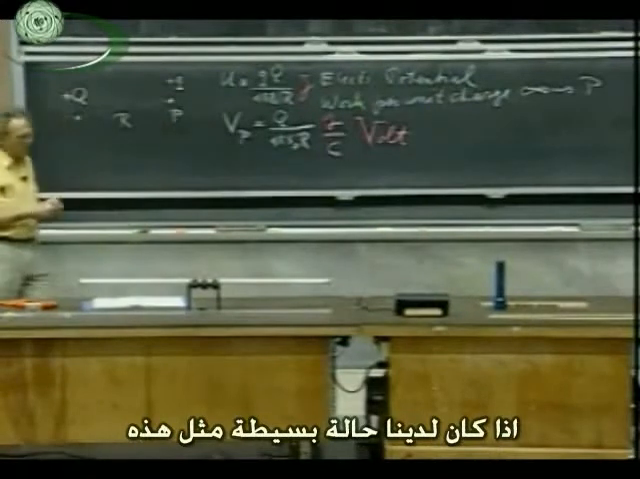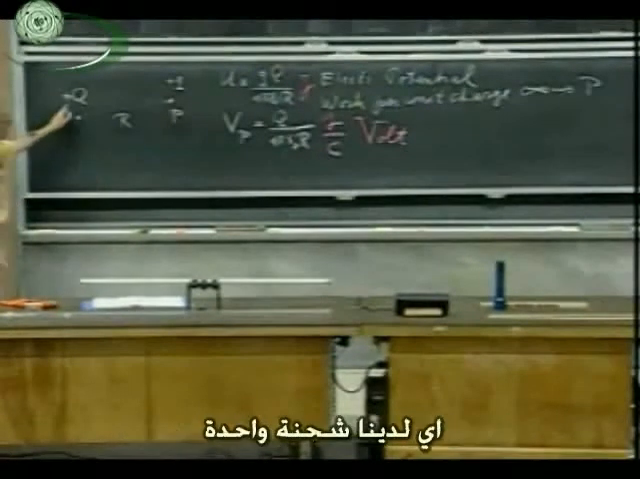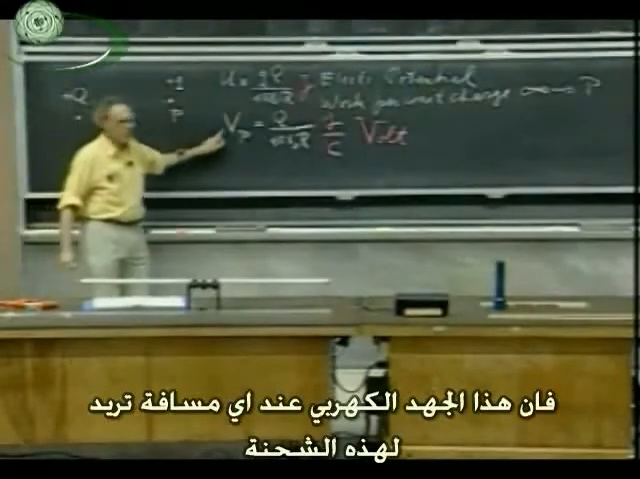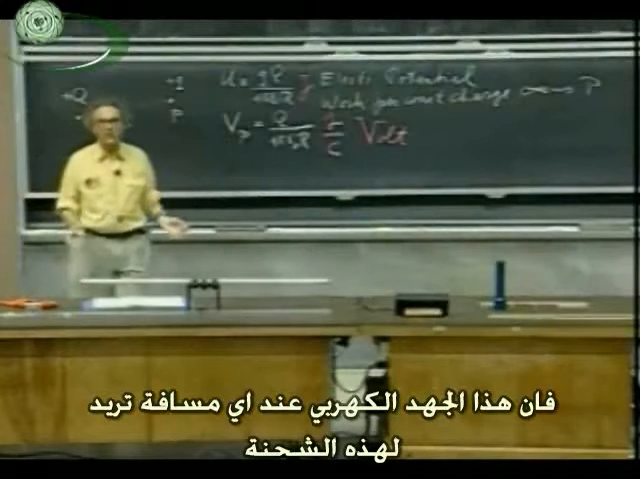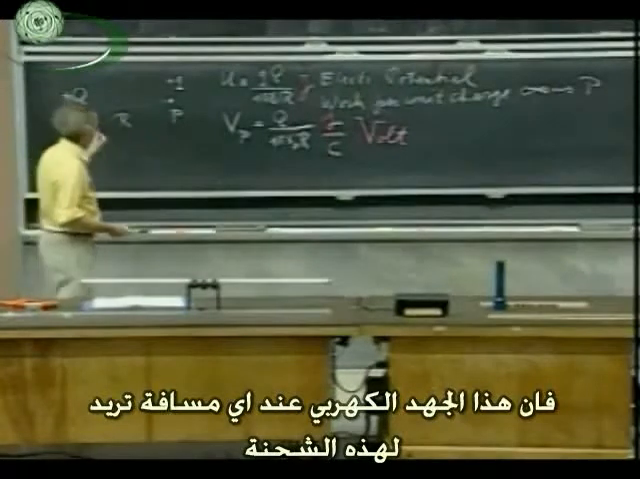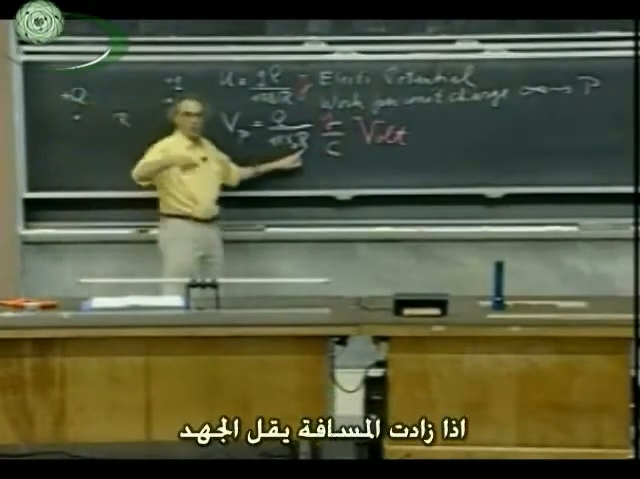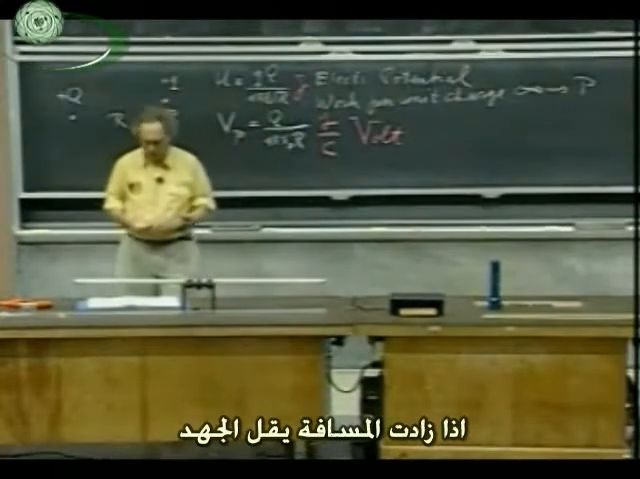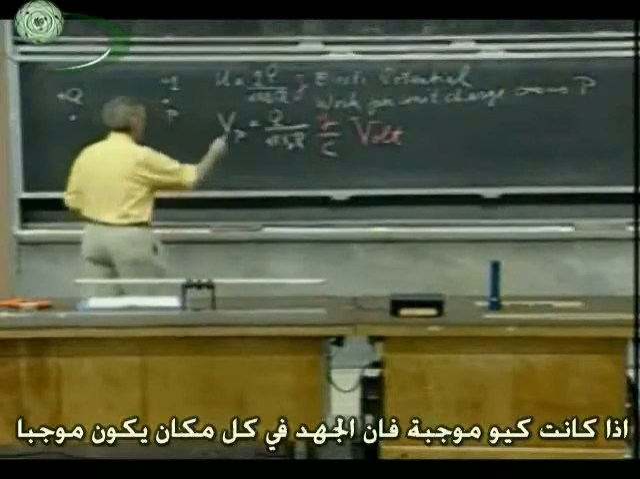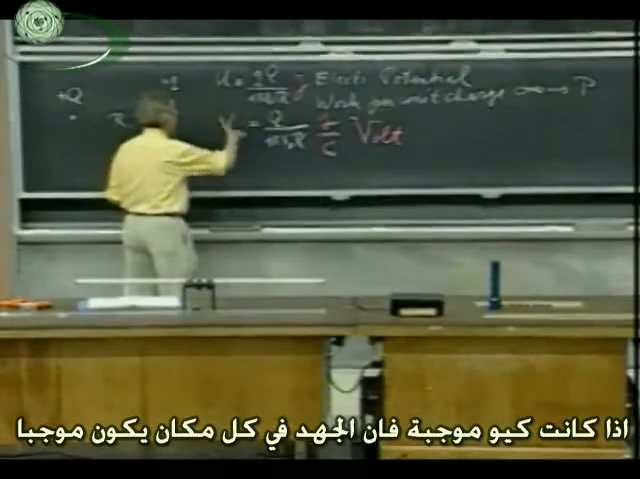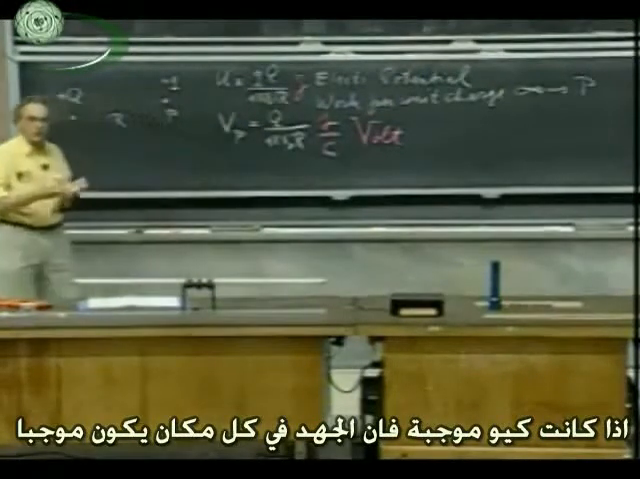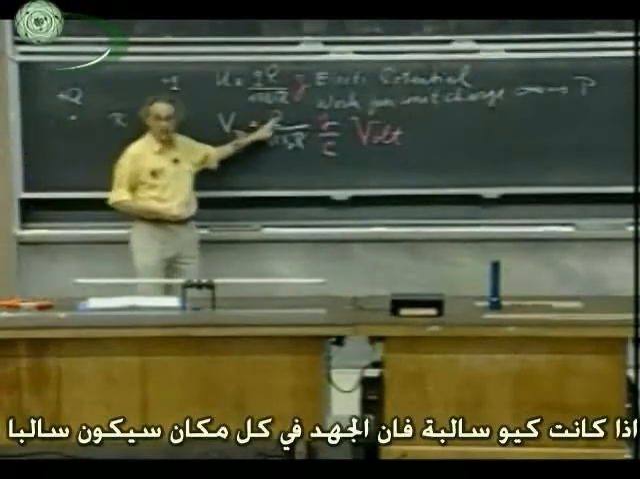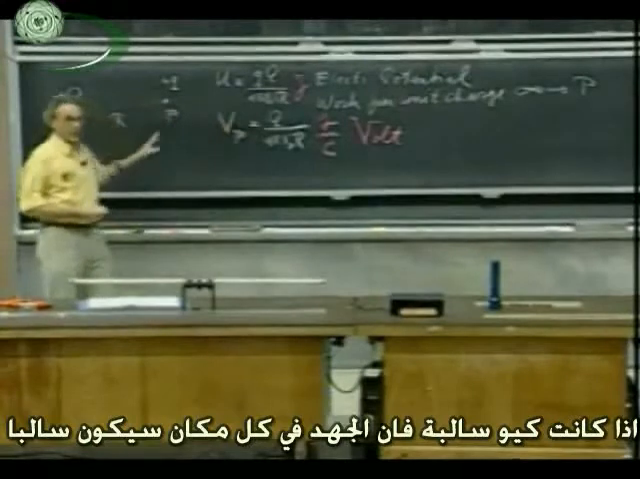If we have a very simple situation like we have here, that we only have one charge, then this is the potential anywhere, any distance you want from this charge. If R goes up, if you're further away, the potential will become lower. If this Q is positive, the potential is everywhere in space positive for a single charge. If this Q is negative, everywhere in space the potential is negative.